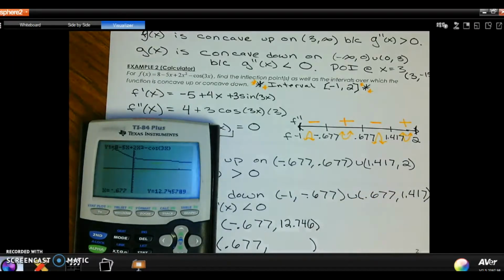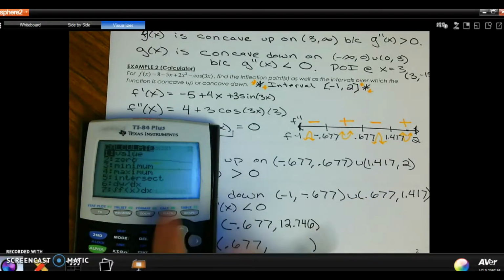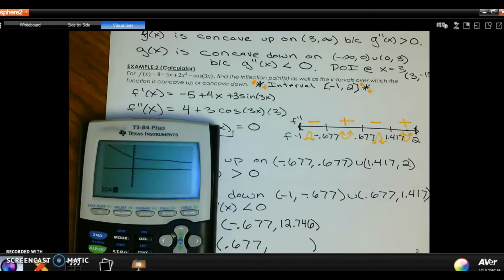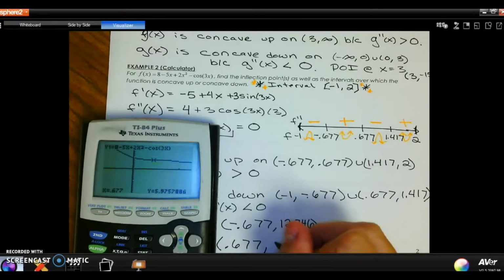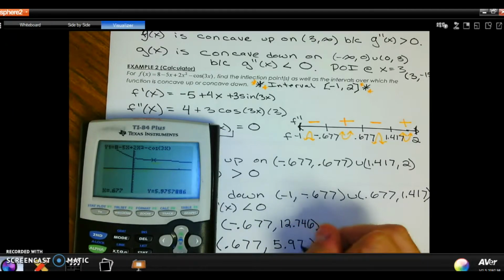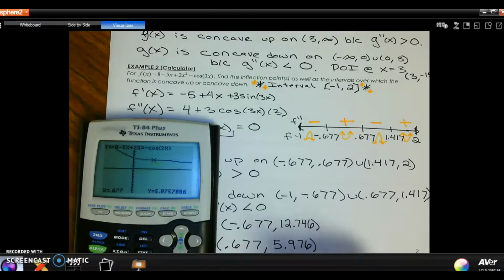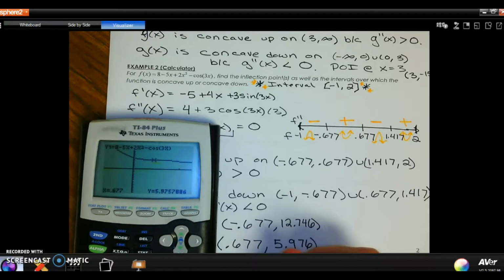So I record that one there. And then I could do second calc value. And then I wanted to do 0.677. And I hit enter. And I get 5.976 there. And then if you do second calc value with the last one, you get 5.376.